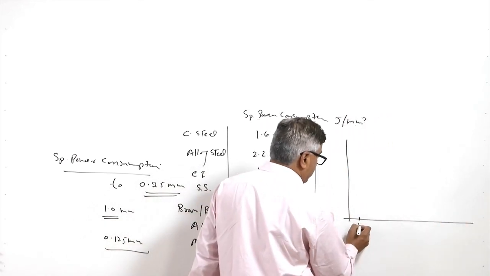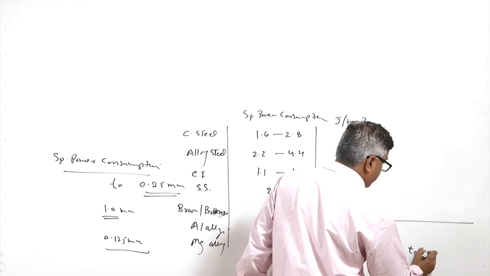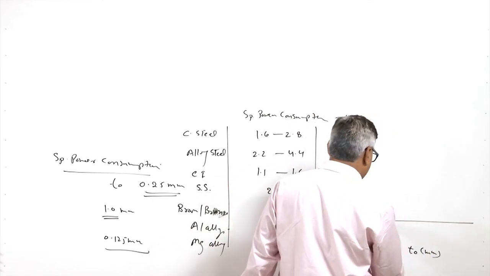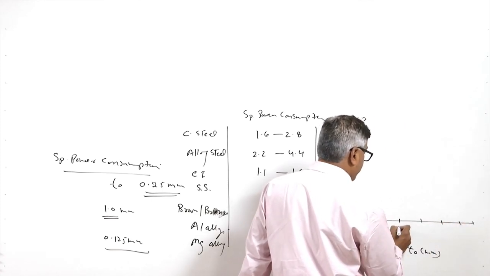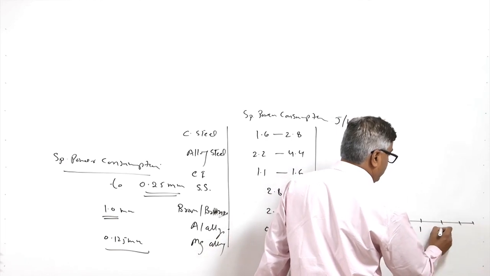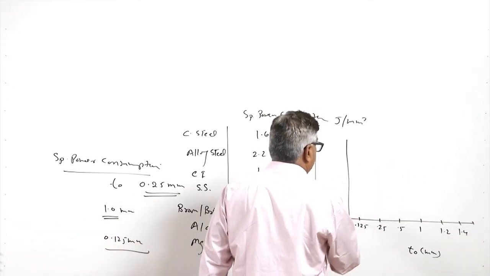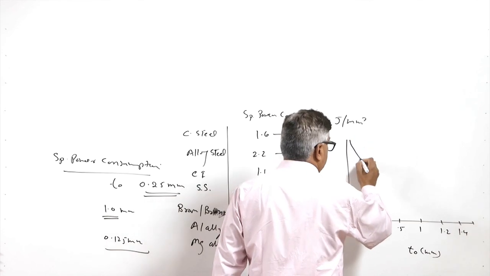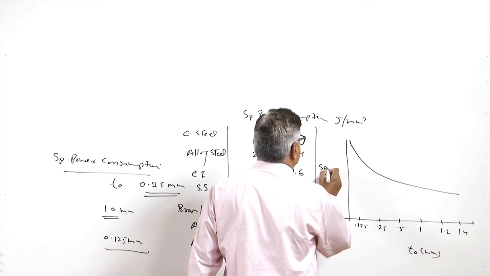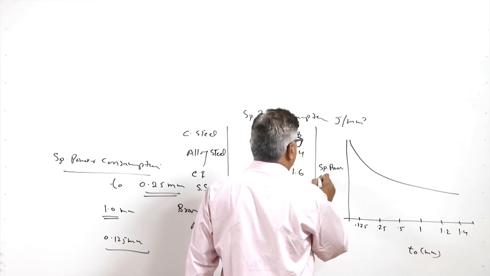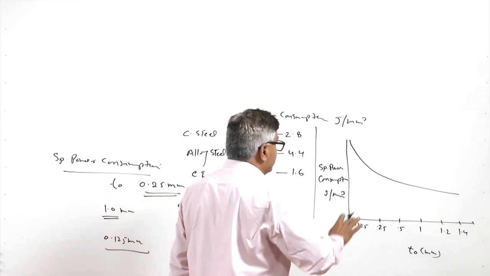So, say for a very low value of the uncut chip thickness, t0 in mm on the x axis, and say it is in increasing order, this corresponds to 0.125, 0.25, 0.5, 1, 1.2, 1.4, etc. What has been observed is that with the increase in uncut chip thickness, the specific power consumption, which is expressed in joule per mm cube, decreases.